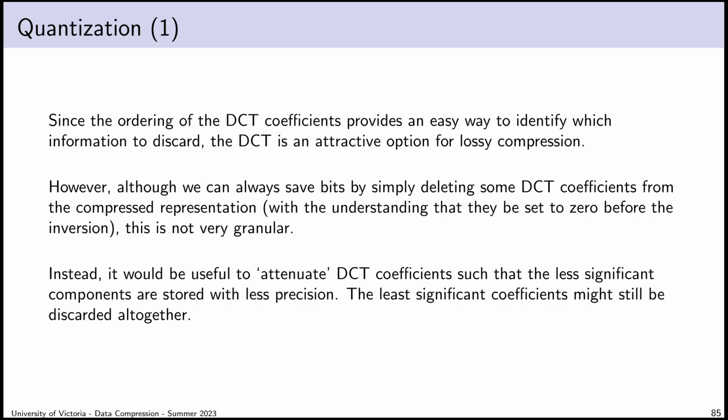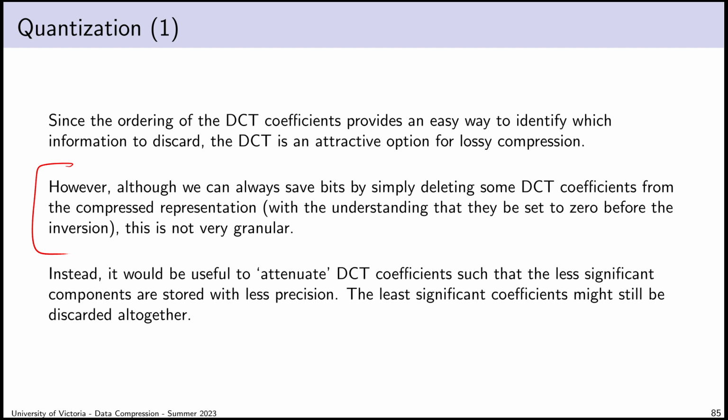So because we have this nice property where the ordering of the coefficients gives us an easy hint about which information to throw away, that is the later coefficients, the DCT is a great option for compression. It gives us the same thing we had in the previous lecture for colors, but it gives it to us for image details. If I wanted to attenuate image details, I should begin by deleting the higher order coefficients of the DCT. Now, although I could just delete the coefficients, that's not very granular.